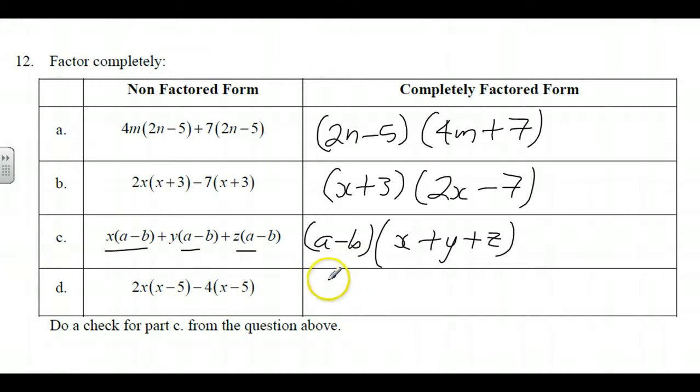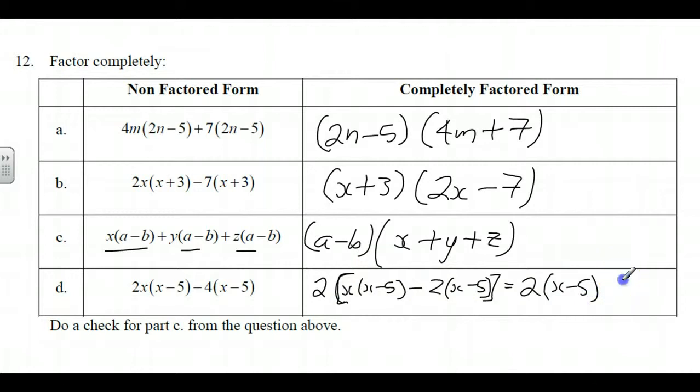And x minus 5. Oh, wait a sec. Well, we got a 2, so let's common factor first. Let's take a 2 out, giving me, I'm going to throw down a square bracket, x bracket x minus 5 minus 2 bracket x minus 5, which is equal to 2. That's common. Then pull the x minus 5 out as common, x minus 5. And then what's left? We've got x minus 2.